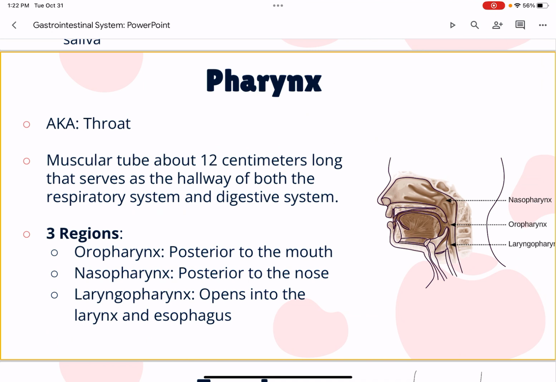Next, we have the pharynx, which is also known as the throat. It is a muscular tube about 12 centimeters long that serves as the hallway of both the respiratory and the digestive system. The three regions are the oropharynx, which is posterior to the mouth, the nasopharynx, which is posterior to the nose, and laryngopharynx, which opens to the larynx and esophagus.